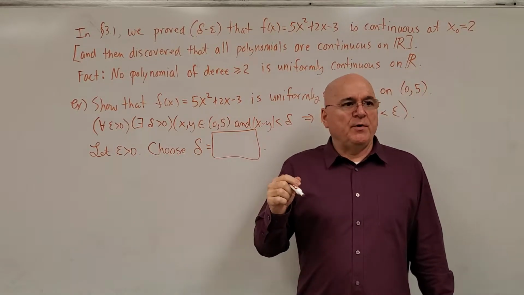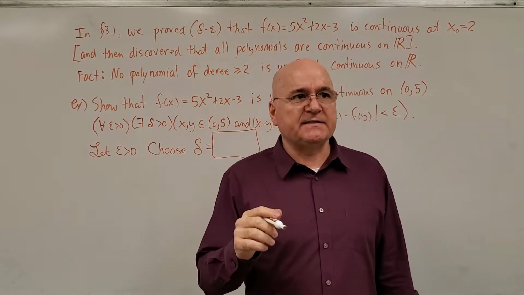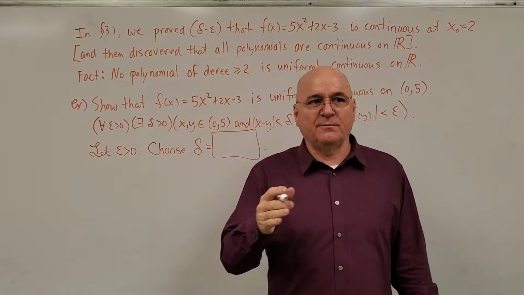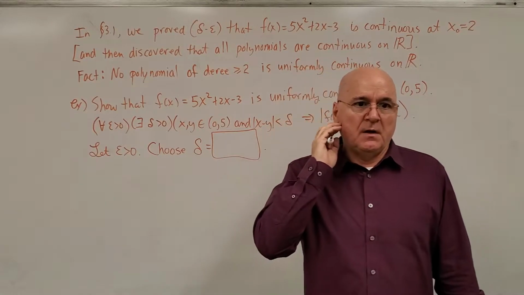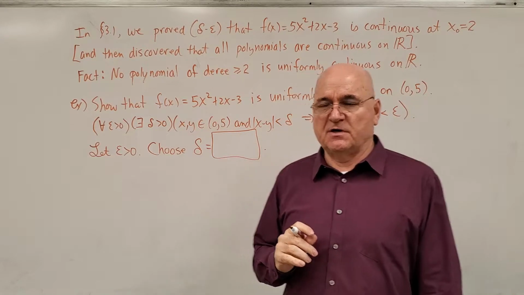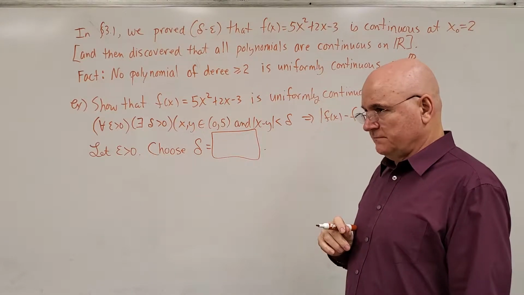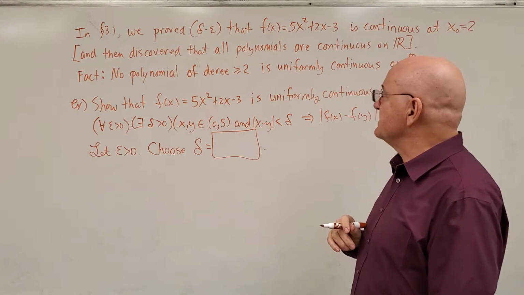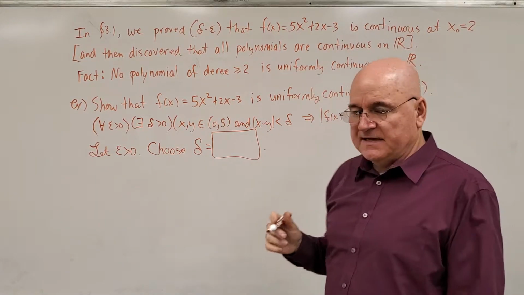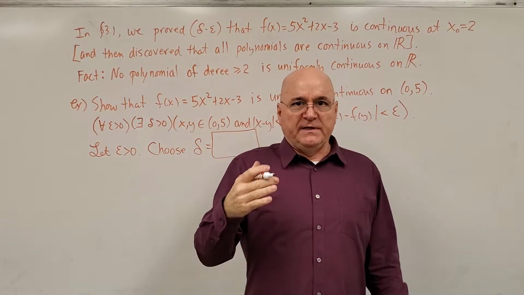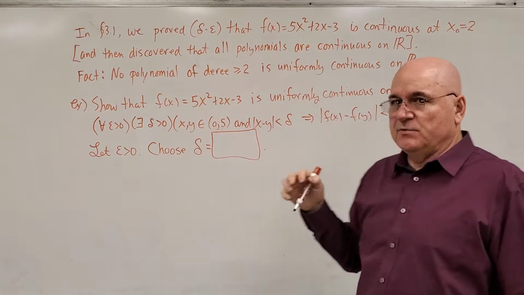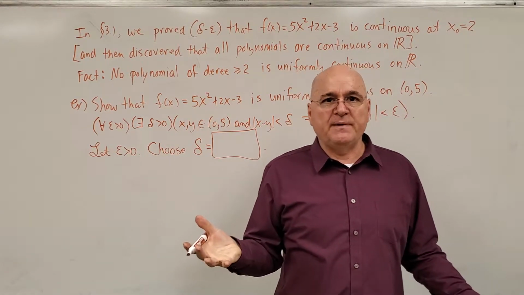Well, in section 3.1, we proved that all first-degree polynomials, in other words, lines of the form f of x equals mx plus b, are uniformly continuous. All lines, all degree 1 polynomials are uniformly continuous. We also showed that, for example, this polynomial is continuous at x not equal 2. We later discovered that all polynomials are continuous on the entire real line, their entire domain.